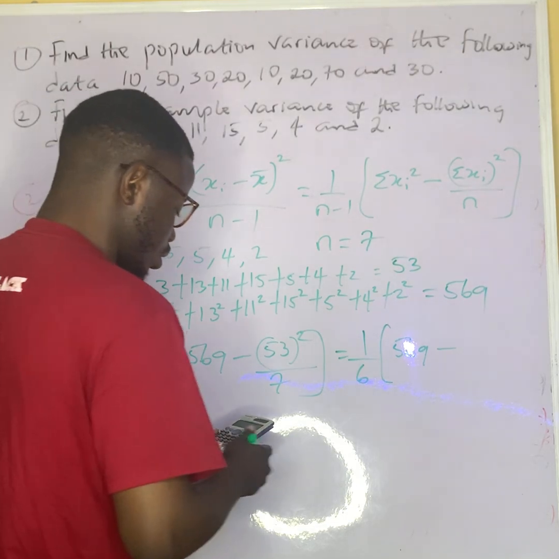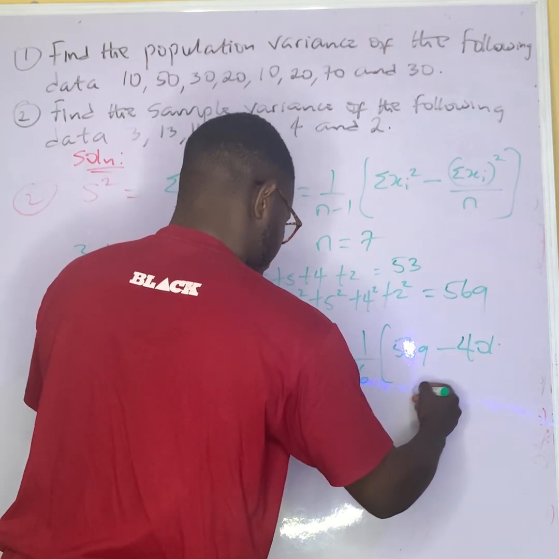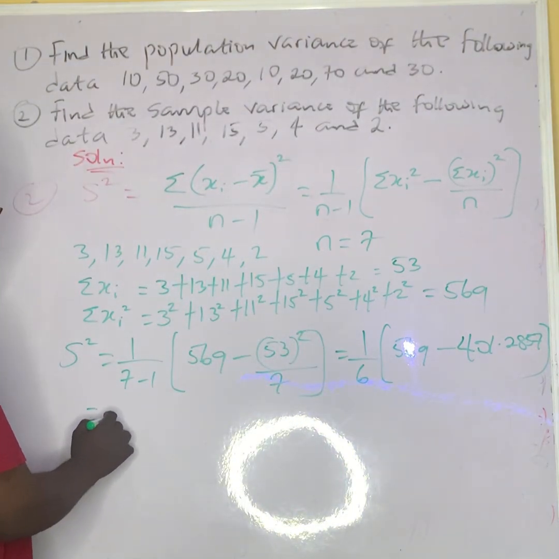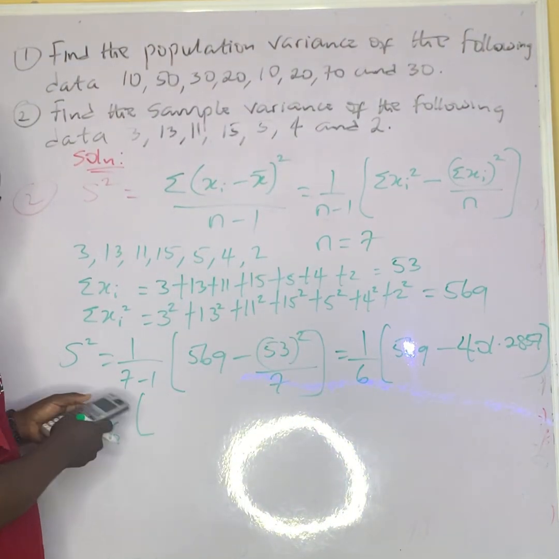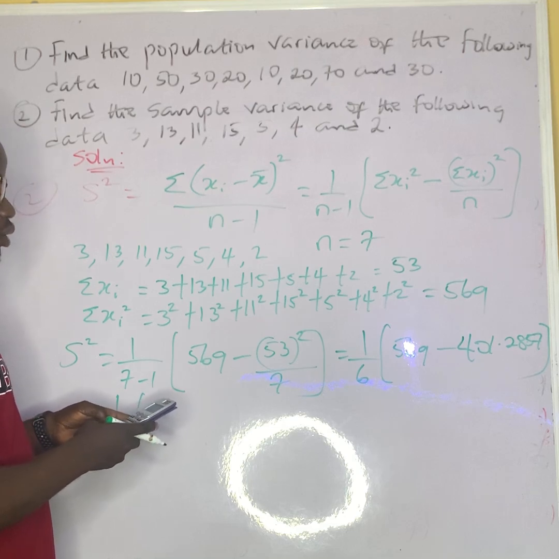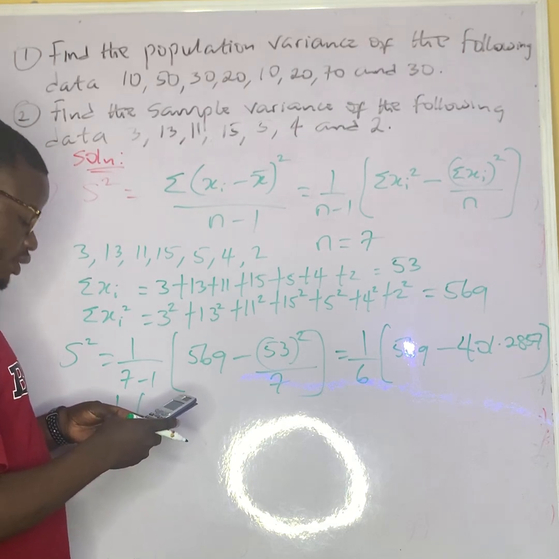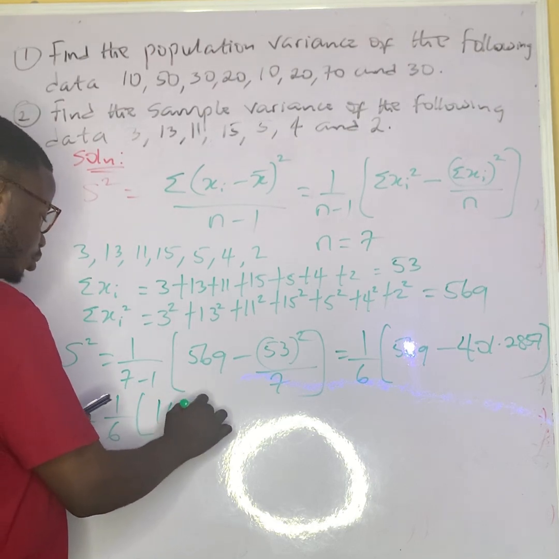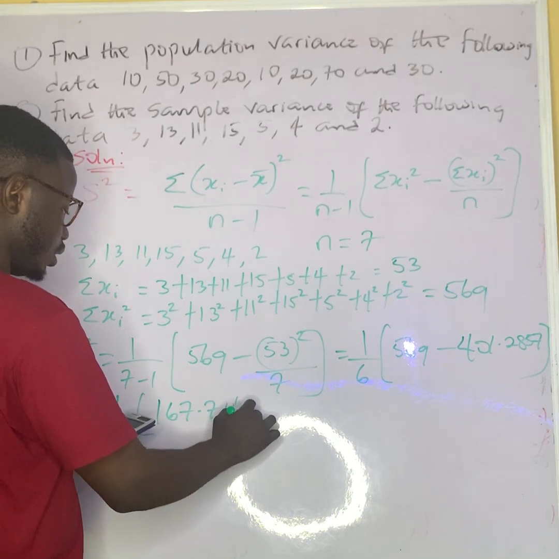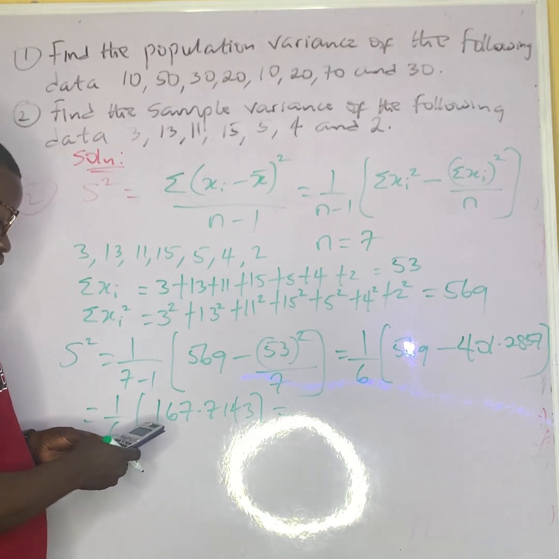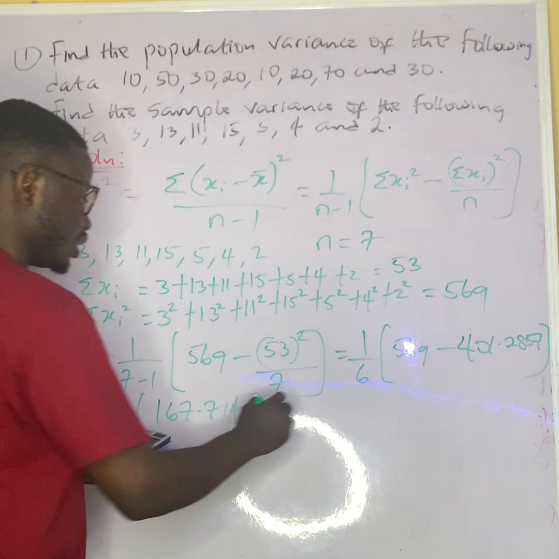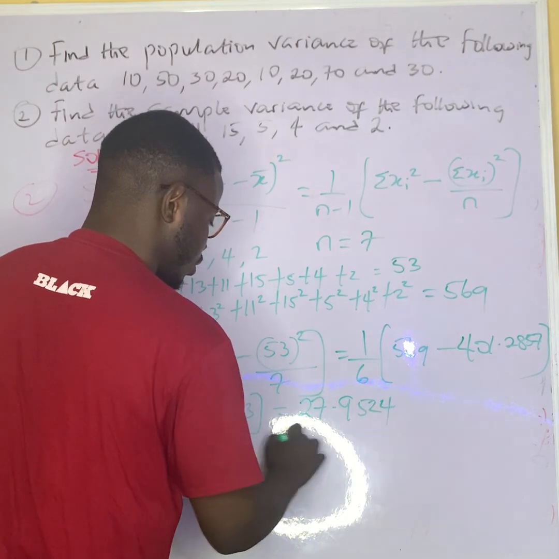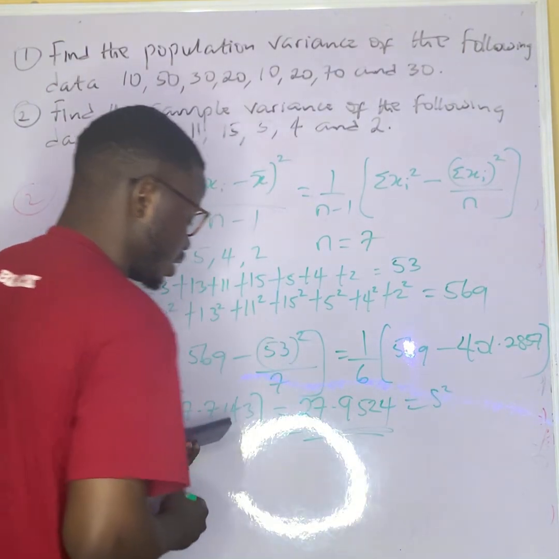That will give us 401.2857. Now finding the difference, we have 1 over 6 in brackets, times 569 minus 401.2857. This will give us 167.7143. Now I need to divide it by 6 to obtain the final answer. That will be 27.9524. So that is the sample variance, s squared, 27.9524.